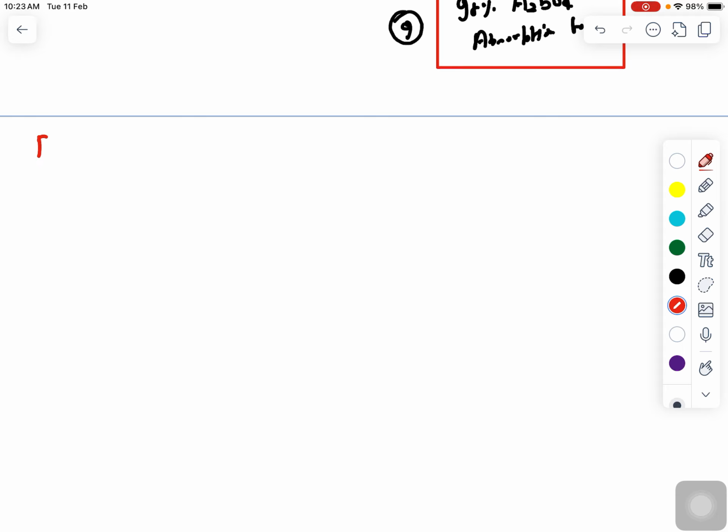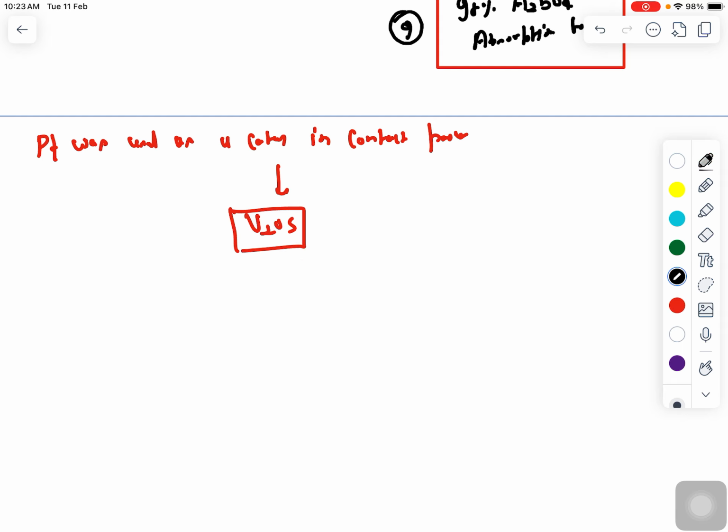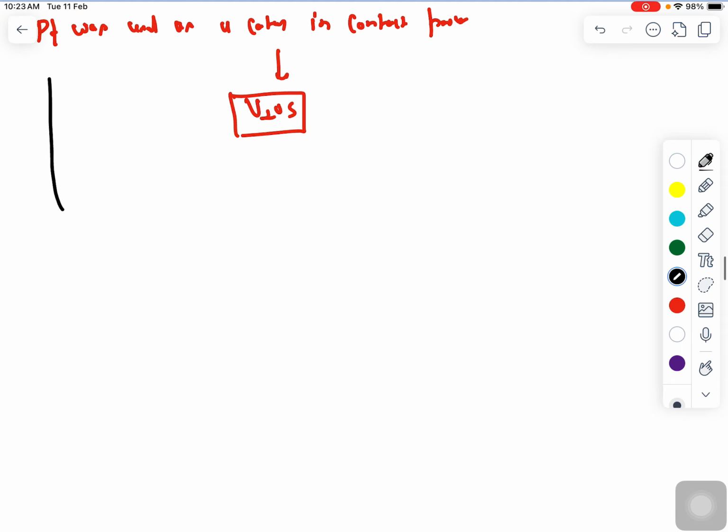So earlier, platinum was used as a catalyst in the contact process, and later on V2O5 came. I have already discussed the advantages of V2O5, but what was the disadvantage of platinum? It required a larger quantity, which increases the capital cost.